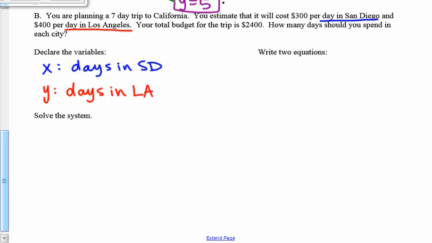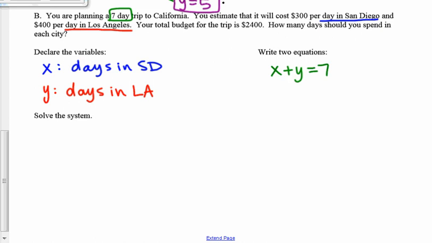All right, so it's not just the cities, it's actually the amount of days I'm spending in each city. So one of my equations is going to be really simple. It says that I'm planning a 7-day trip. So I know that the amount of days I spend in San Diego plus the amount of days I spend in LA has to equal 7. So one of my equations is just going to be x plus y equals 7. The days in San Diego plus the days in LA equals 7 days total.